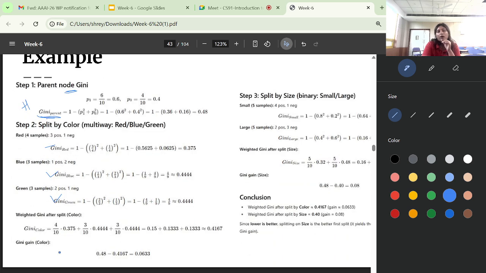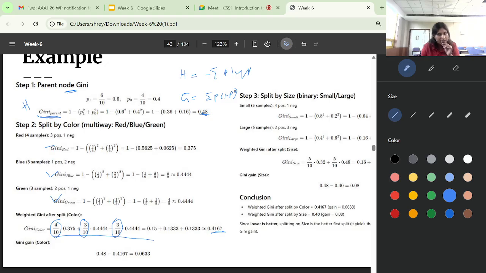After this, you have to take the average of these Gini indices, similar averaging as there, and now it is 0.48 minus 0.41. It means every process is the same, just the formula is different. There you used the formula H equals minus summation of p log p, and here you are using G equals summation of p into 1 minus p. The difference is this, that's it. Otherwise, there is no difference.